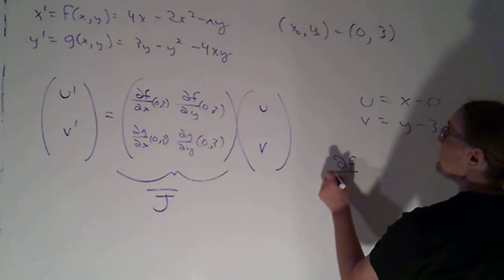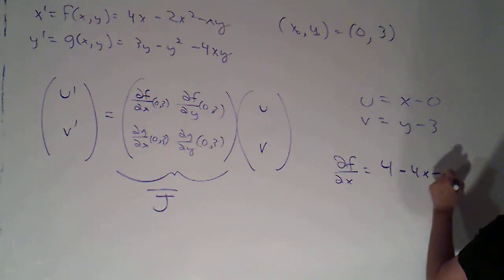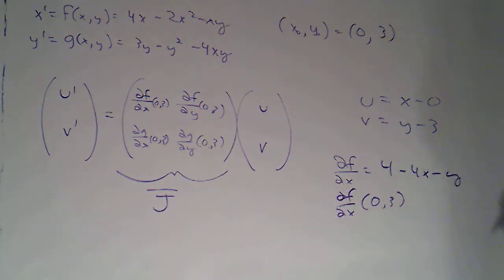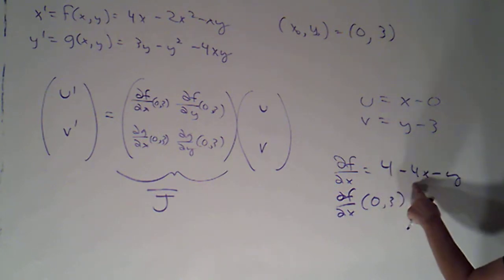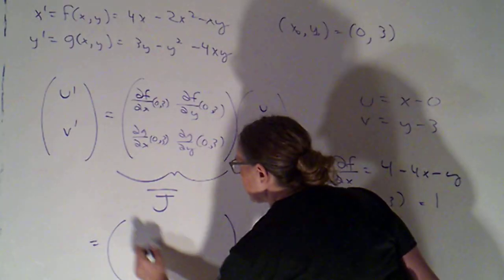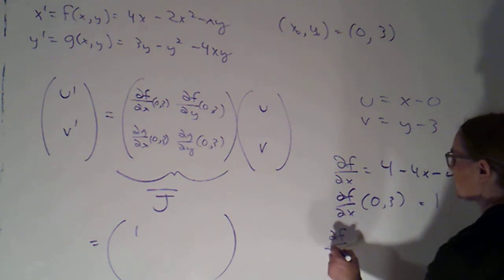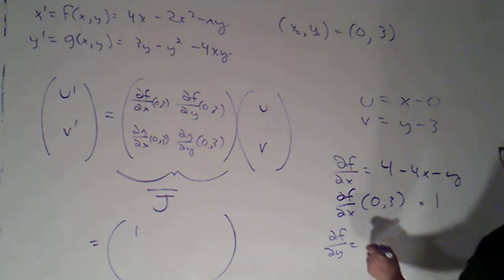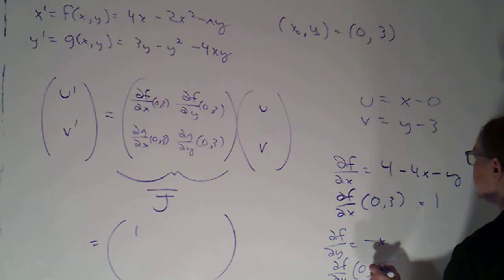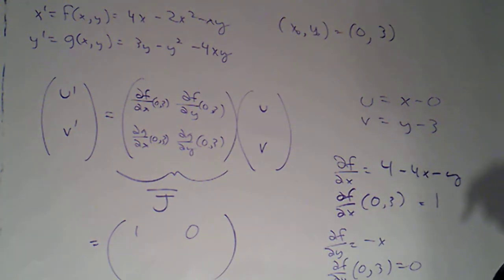So the partial derivative of f with respect to x, now we've done this before, but let's do it again. That's 4 minus 4x minus y. So the partial of f with respect to x evaluated at this new point, 0, 3, is going to be 4 minus 0 minus 3. That's 1. Okay, so we're going to have a 1 here. The partial of f with respect to y, on the other hand, was just negative x. So the partial of f with respect to y, evaluated at 0, 3, is just going to be 0. So now we've got a 0 at that point.